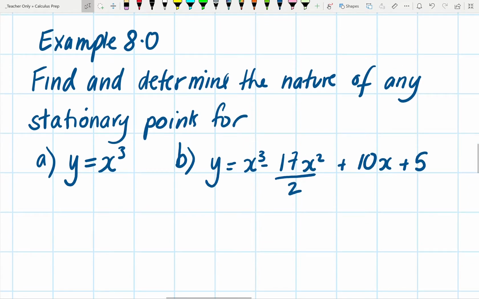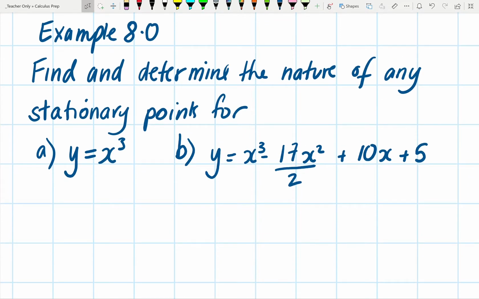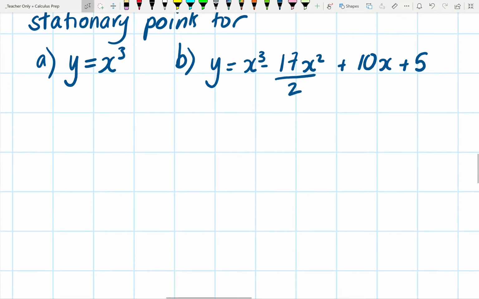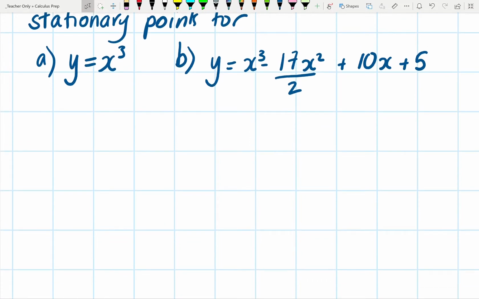Okay, so example 8.0, you can tuck this one in before example 8.1. We're going to find and determine the nature of any stationary points for y equals x cubed and y equals x cubed minus 17x squared on 2 plus 10x plus 5. So we'll do A first.